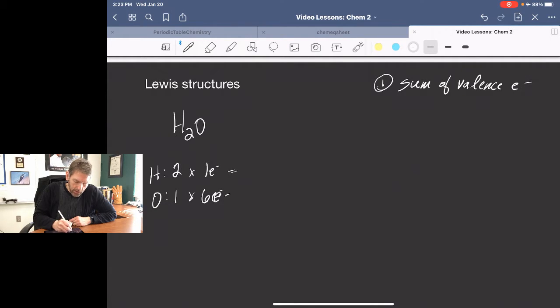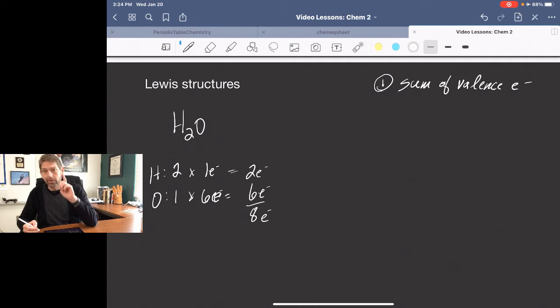If you forget how to determine that, you're going to want to go back and watch the lessons I had in basic atomic structure where we figured that out. 2 times 1, 2 valence electrons. 6 times 1, 6 valence electrons. So we're going to need 8 valence electrons altogether. Rule 1, done.